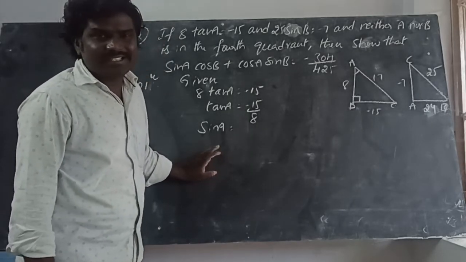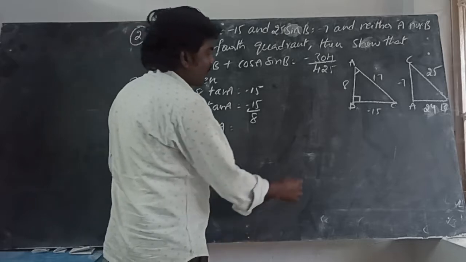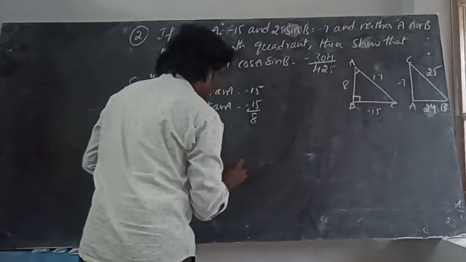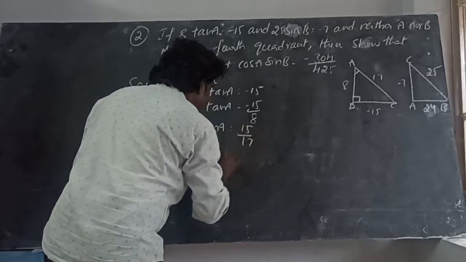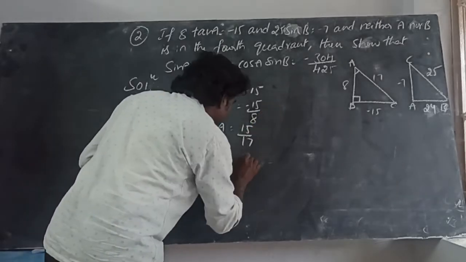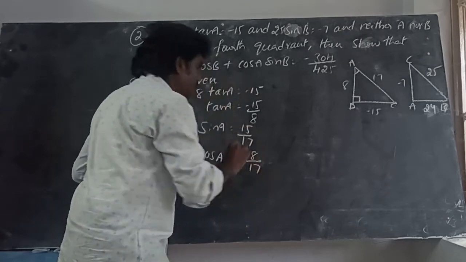In the second quadrant sin is positive. So sin A is what? Opposite by hypotenuse, that is 15 by 17. Cos A, in the second quadrant the cos is negative, that is minus 8 by 17.